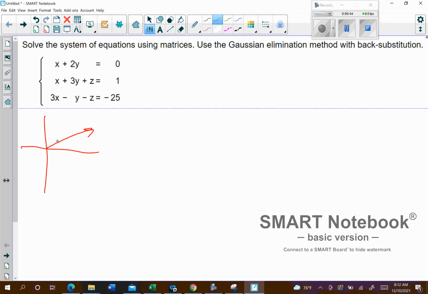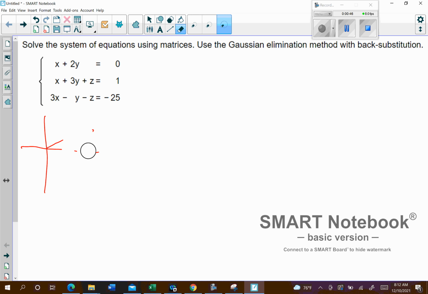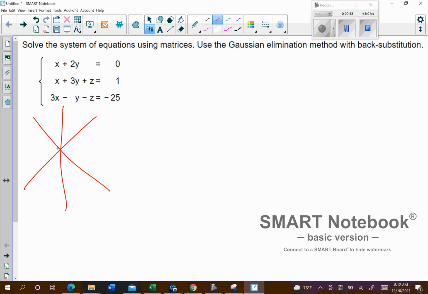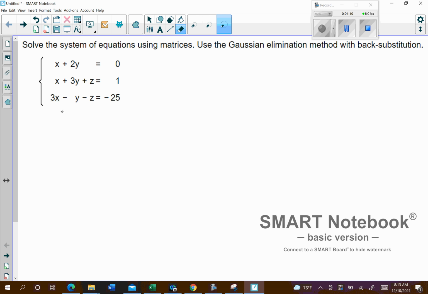What we're looking for is where these three lines all intersect. Where do the three lines hit? But we're doing it in three-dimensional space. So we're trying to figure out the x, y, and z coordinate of where those three lines in three-dimensional space are intersecting. That's where we come up with the matrices, and that's where we come up with our row operations. So let's go ahead and take a look at this one here.